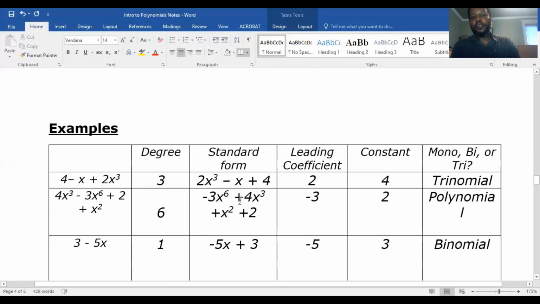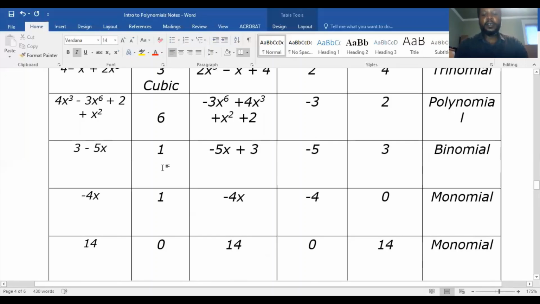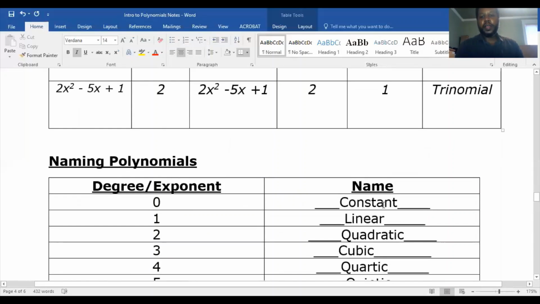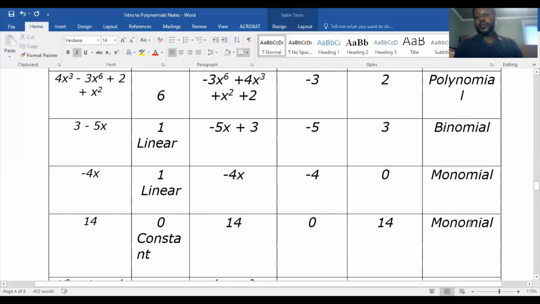Linear binomial. Okay. I'm actually going to just put these words in here. So this is a cubic trinomial. This one is a linear binomial. This one is also 1, so it's also linear. So it's a linear monomial, okay? When the degree is 0, it's called a constant. So we have a constant monomial.